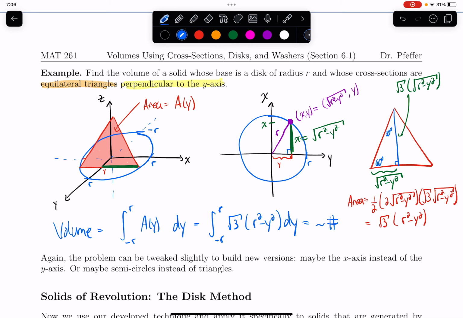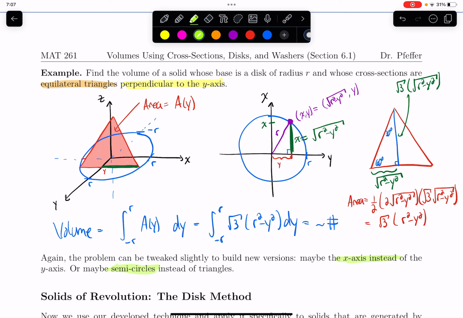Another one that I could do, in terms of variations on these problems: here I said perpendicular to the y-axis. I could have used the x-axis instead. That's fine. Equivalent problem. Could have used semicircles instead of triangles. There's a whole host of objects from high school geometry.